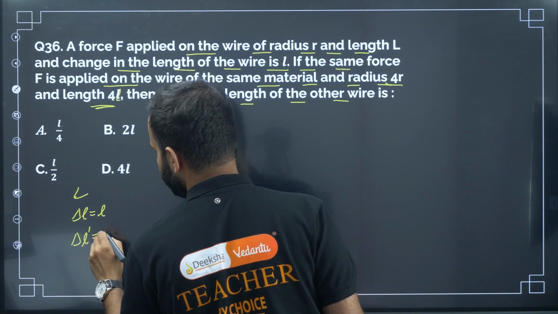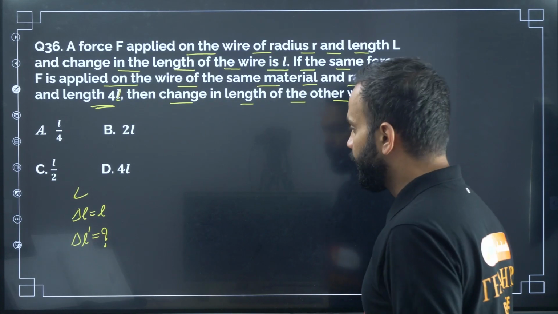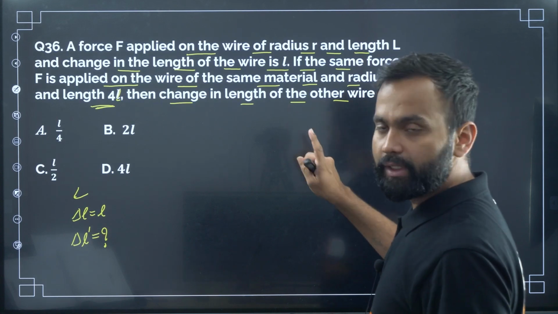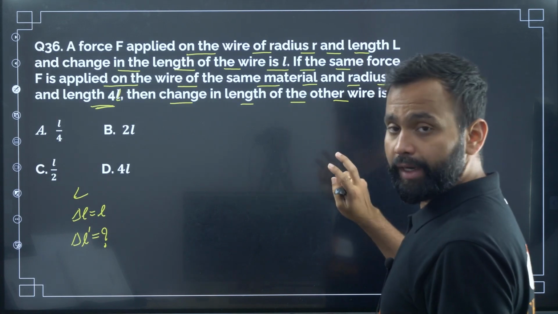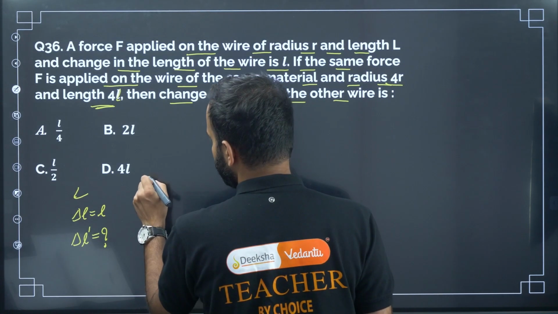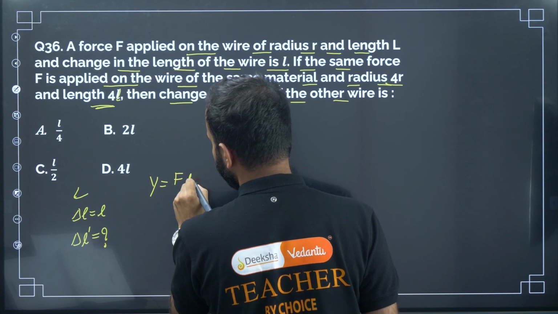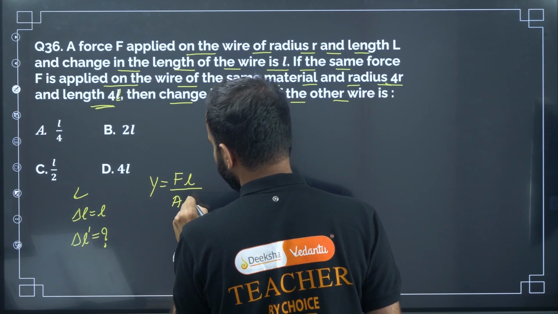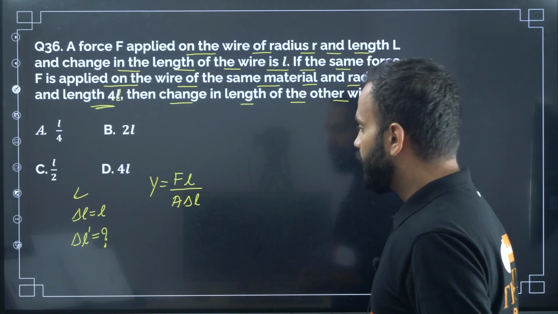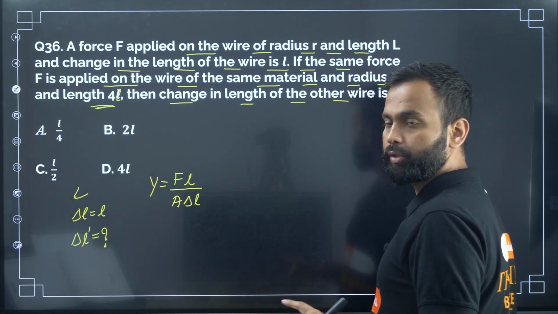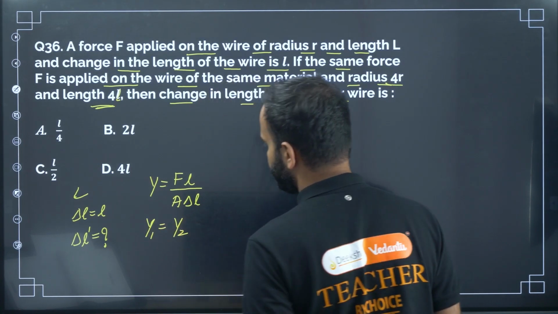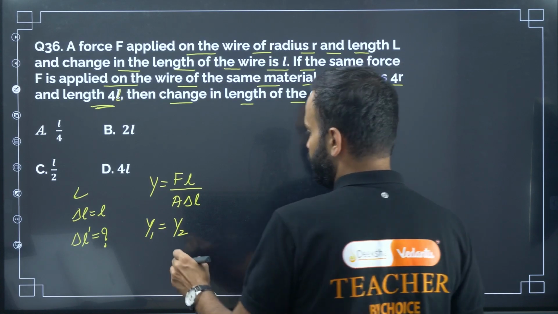Let's say delta L dash. So here the applied force is same, and material of the wire is also same. So Young's modulus of both wires is same. We know that Young's modulus Y equal to F into L divided by A into delta L. Both wires are made up of same material, so Y1 is equal to Y2.